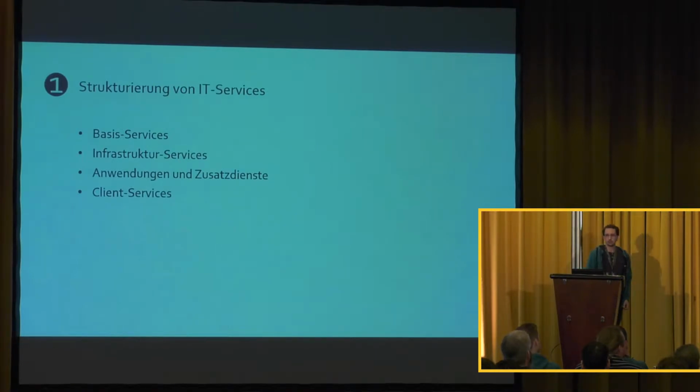Okay, so the whole thing has a structure, of course, and that structure is very similar to the OSI layer model. We have many different services that were defined, for example network services, LAN services, and of course infrastructure services and different applications, SAP and so on. All of that is structured in 4 categories: basic services, which are the network components, then infrastructure services, then application and additional services, and then of course client services.